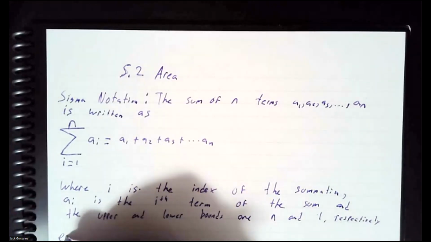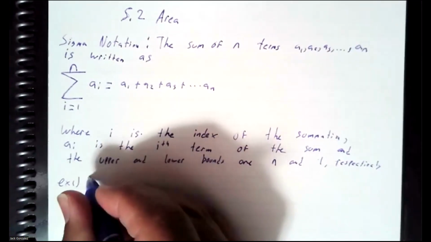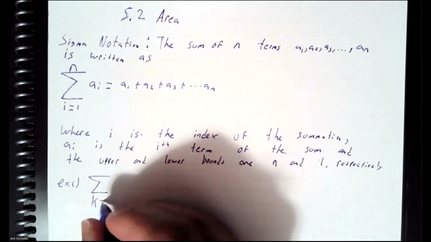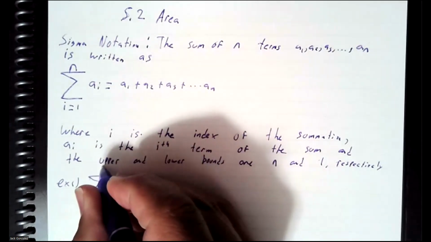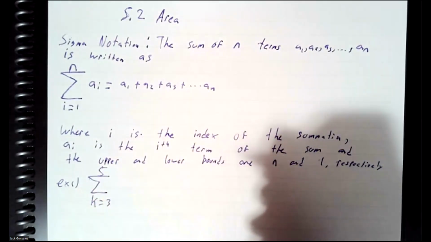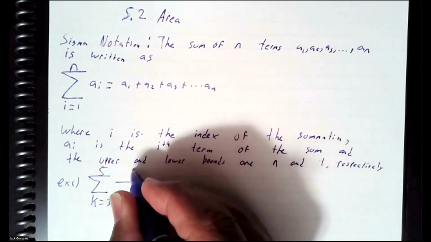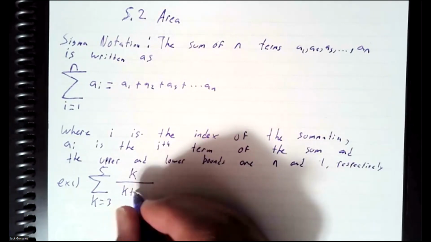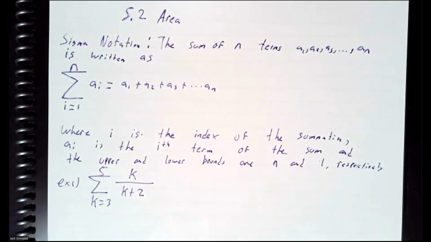So let's do some basic examples, and then we'll start doing some hard ones, or harder. So let's say our index is k, from k equals 3 to 5, and this is the formula, k over k plus 2. The first few questions in the homework are going to ask you to plug in the numbers, expand it, and add them up.